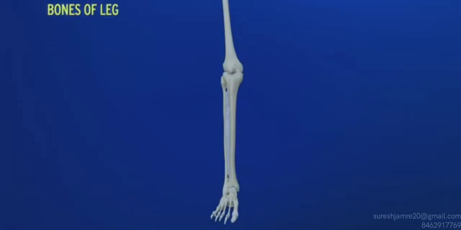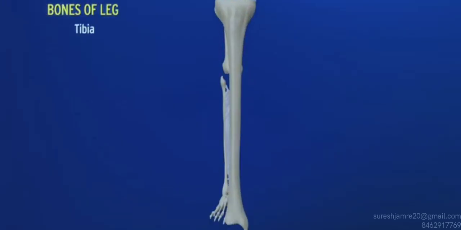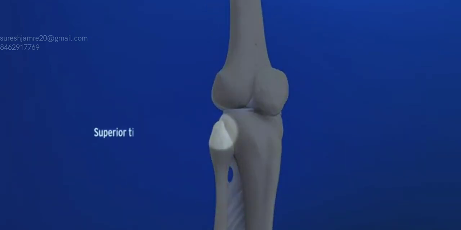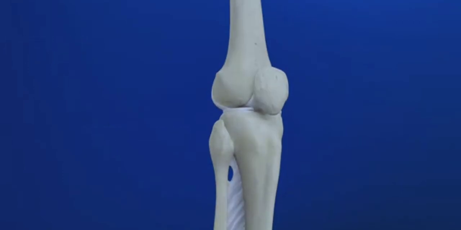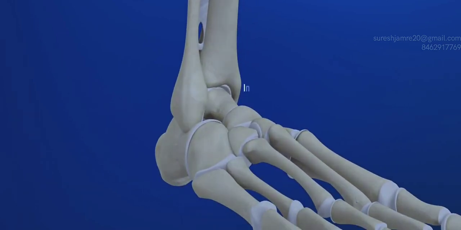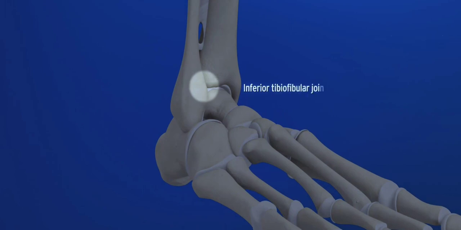The bones of the leg, that is the tibia and fibula, articulate and are joined at three joints: the superior tibiofibular joint, the middle tibiofibular joint, and the inferior tibiofibular joint.